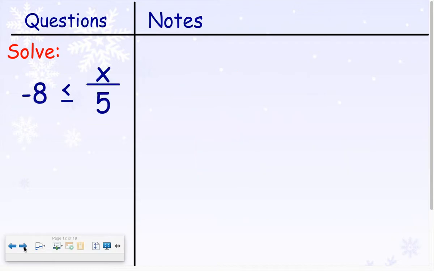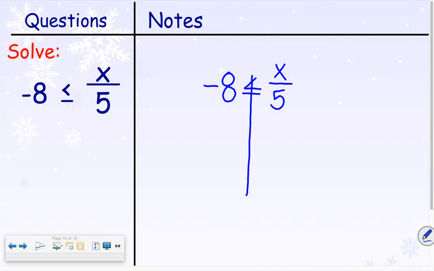All right. Negative 8 is less than or equal to x over 5. Now to get x by itself, the opposite of x divided by 5 is timesing by 5. So I'm going to times both sides by 5. Now I'm timesing both sides by a positive 5, so I don't have to flip anything. So don't flip on this one. 5 times negative 8 is negative 40.